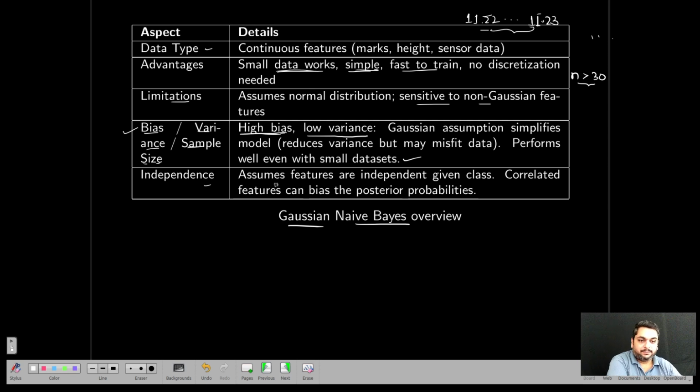What about independence? Every Naive Bayes classification follows conditional independence. So here also it assumes features are independent given the class, that is, x1, x2, all those features are independent of each other. That creates a problem. Highly correlated data can cause bias in the posterior probabilities. That is, your values may be biased. You may not get accurate values if the data is highly correlated.